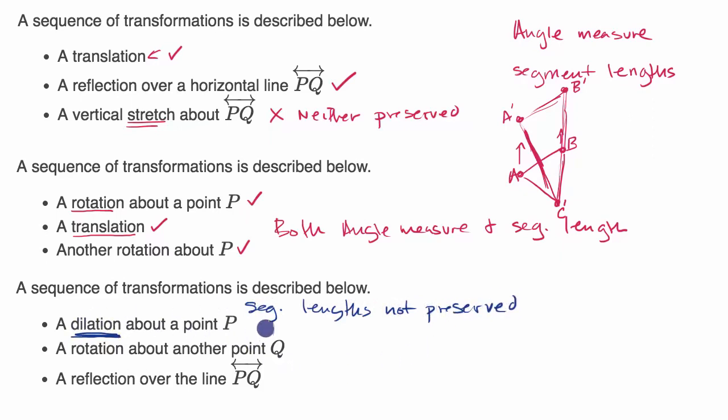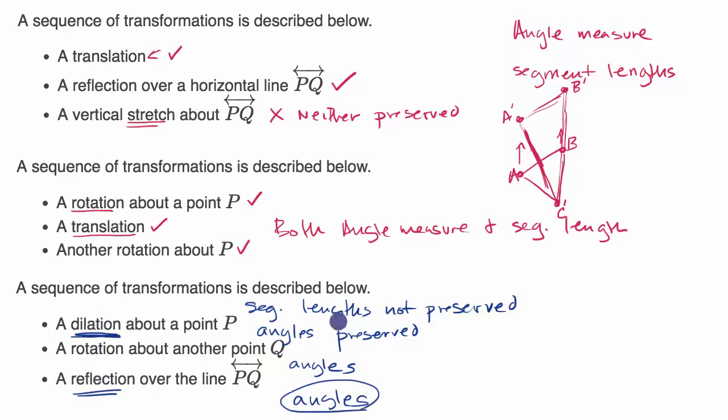But in a dilation, angles are preserved. So already we've lost our segment lengths, but we still got our angles. Then we have a rotation about another point Q. So this is a rigid transformation. It would preserve both, but we've already lost our segment lengths. But angles are going to continue to be preserved. And then finally a reflection, which is still a rigid transformation, and it would preserve both, but once again, our segment lengths got lost through the dilation, but we will continue to preserve the angles. So after these 3 transformations, the only thing that's going to be preserved are your angles.